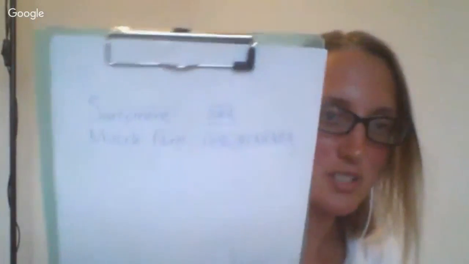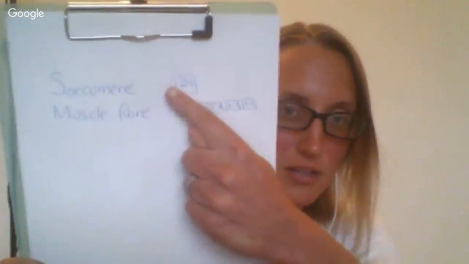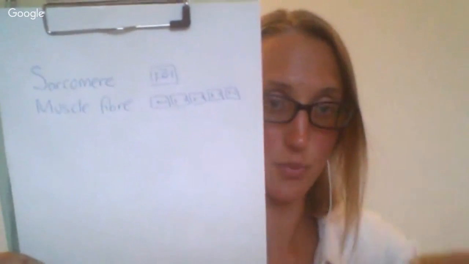Now remember, your muscle fiber is the combination of all of those. So you have them all back to back, making up one long fiber. If you imagine each of these boxes is a sarcomere, they all build up end on end into one muscle fiber.